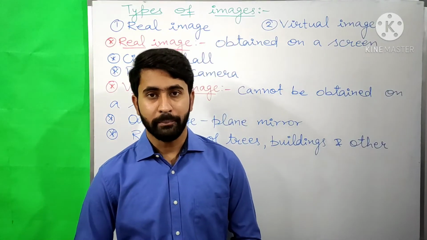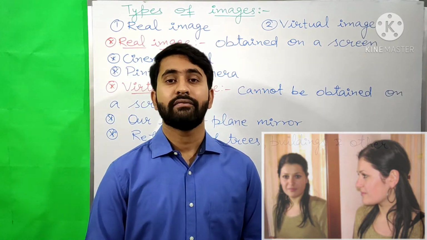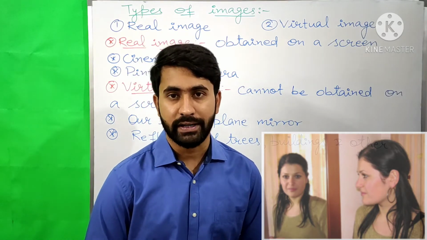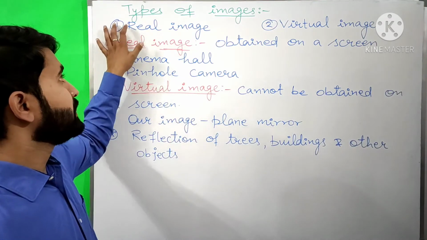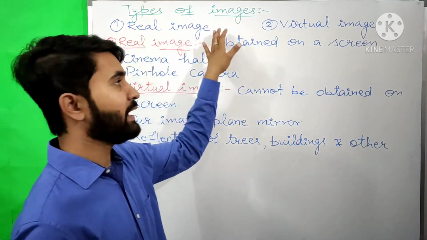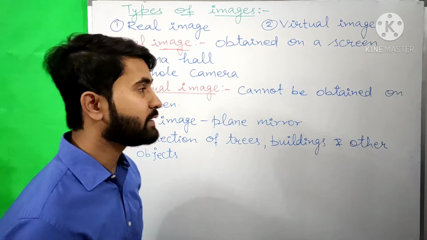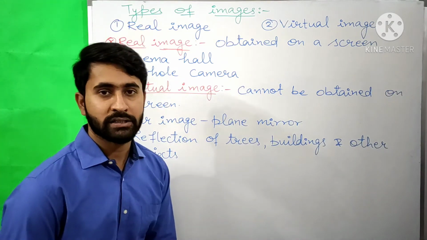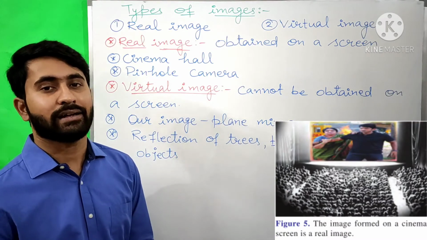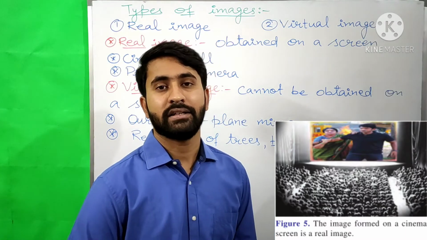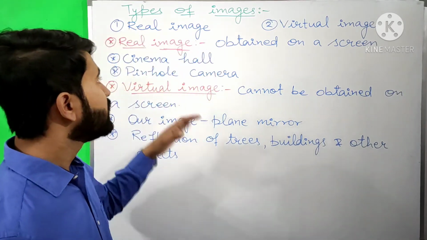When we look into a mirror, we see our face. Actually, when we look into a mirror, we see the reflection of our face, that is known as the image. So there are two types of images, that are real image and virtual image. The image which can be obtained on a screen is known as a real image. Like in the cinema hall, we see the images of actors and actresses on a cinema screen. So the images that are formed on the cinema screen are real images.